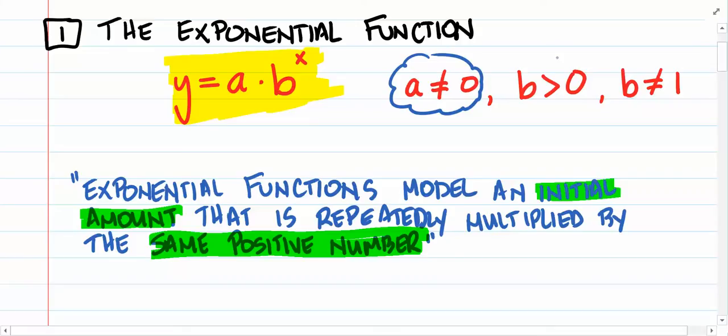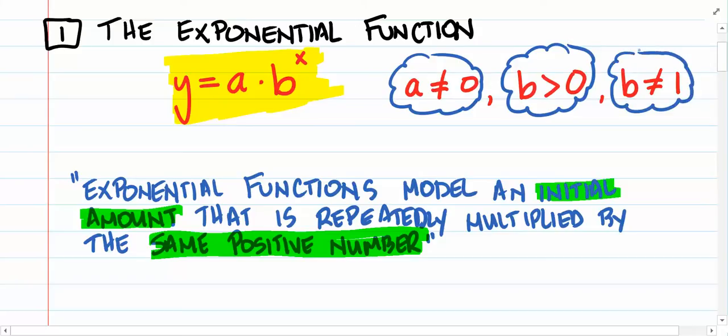The b value has to be greater than 0. We're going to talk about that in just a second. And the b value cannot be the number 1. Okay? The reason the b value cannot be the number 1 is because 1 to any power is just 1, so we don't get any exponential functions out of that. So we have a times b to the x. Okay? I want to go a little bit further for you.